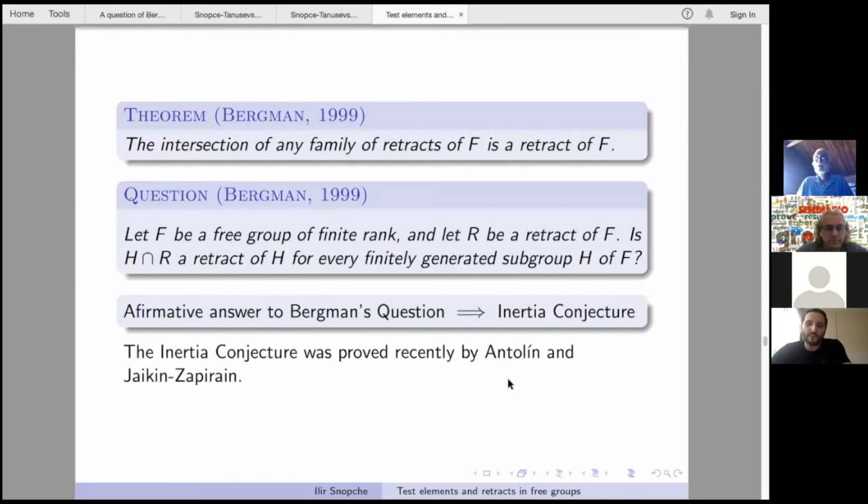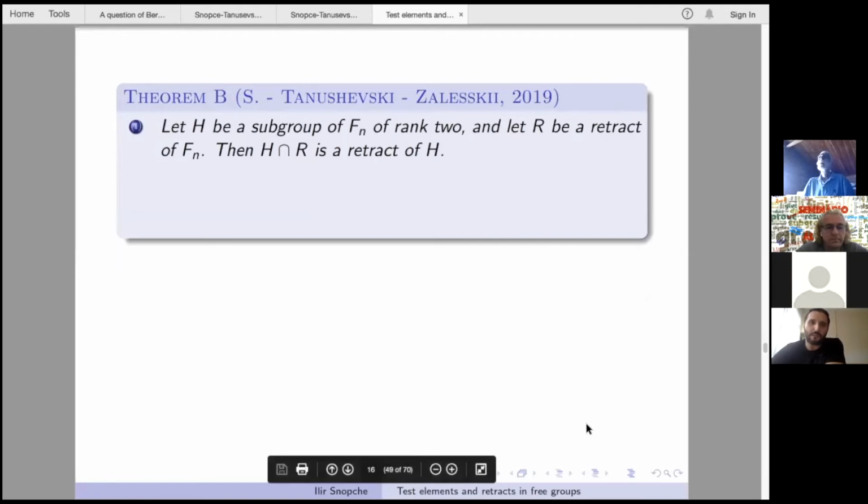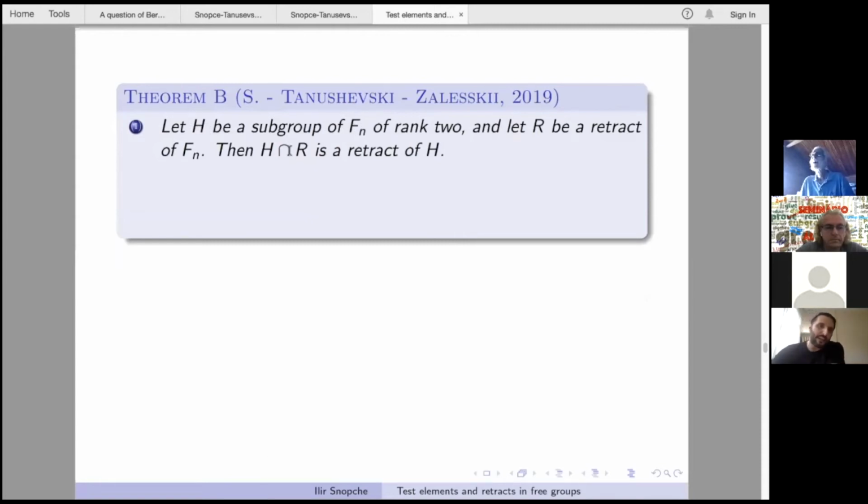And the next theorem gives a complete answer to the question of Bergman. So this is a theorem, a joint work with Slobodan Tanushevski and with Pavel. So what do we have? Let H be a subgroup of a free group of rank n, okay? And let H be a subgroup of this free group of rank 2. So H has rank 2.